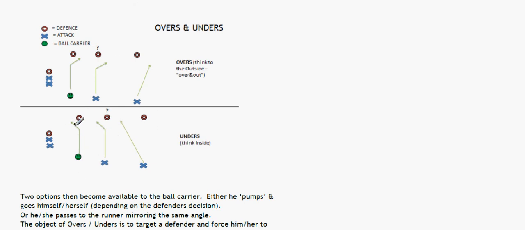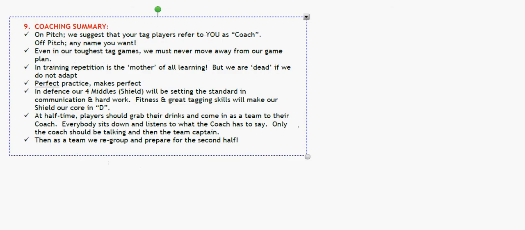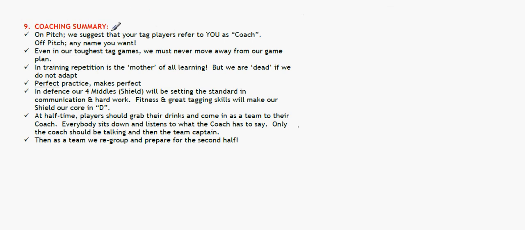Now the difficulty is performing a pop pass while running at pace against your direction of motion. Overs is probably the easier of the two plays. Unders, I think, tends to be more successful. Okay, now the coach's summary in total, what they basically told us, and some stuff we already know.